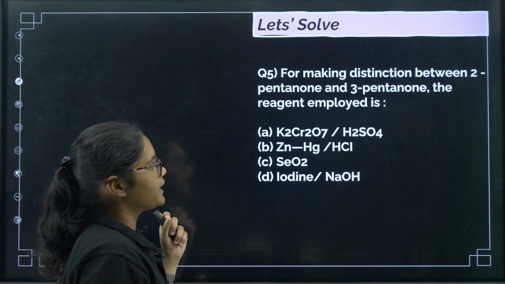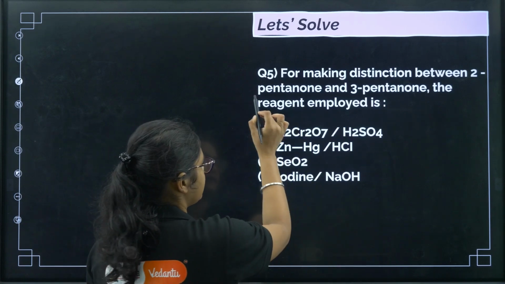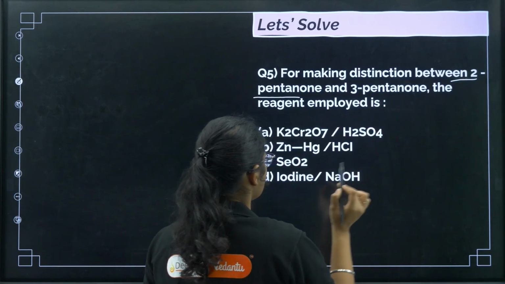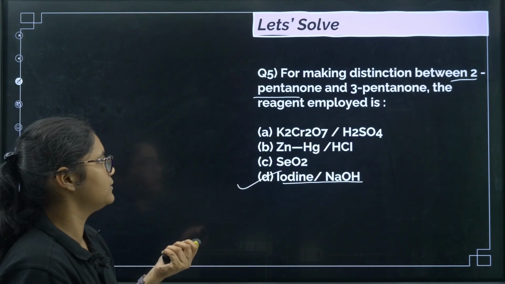Okay, next, for making a distinction between 2-pentanone and 3-pentanone, the reagent is, as I said just now, 2-pentanone has a methyl ketone, so we can use iodine with NaOH. The iodoform test will be applicable here.